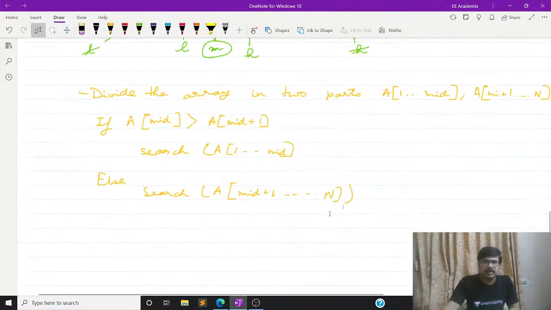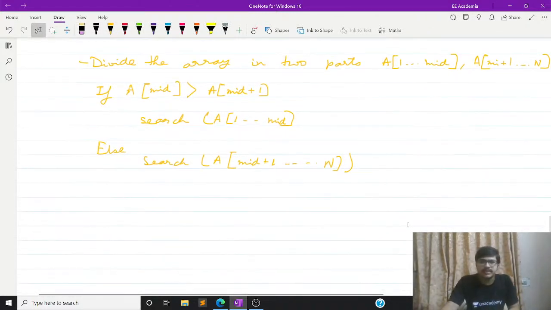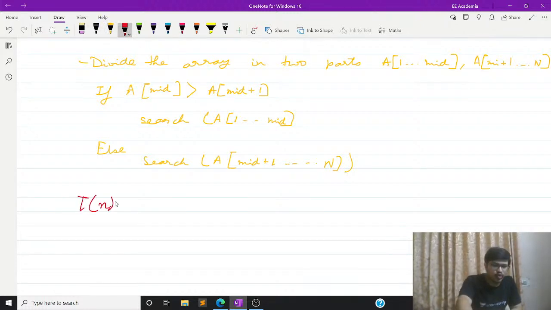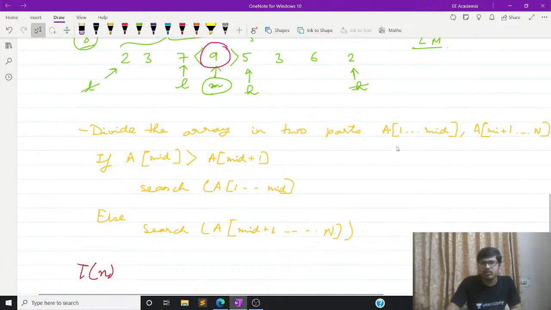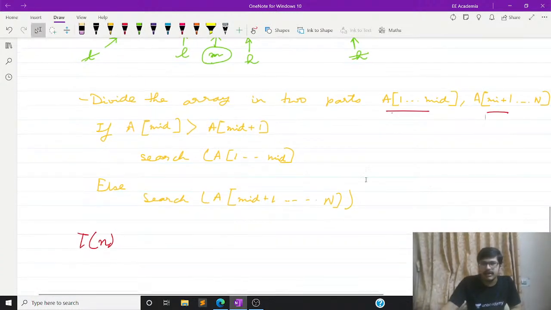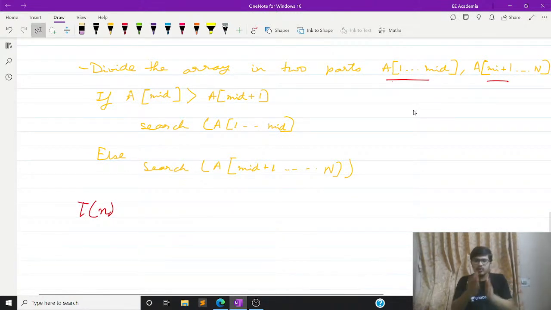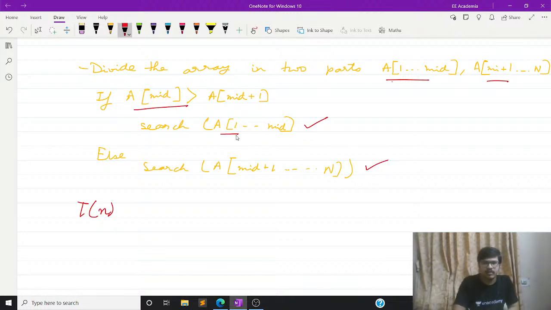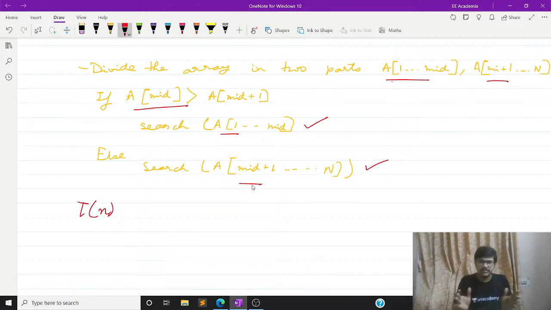So is it clear now, guys, how we are solving this problem? Essentially, we are given a problem of size n, and at each step we divide the problem into two parts. After we divide the problem into two halves, we search either the left half or the right half. That means based on some condition we go to the left half or the right half. We don't search both of these halves.